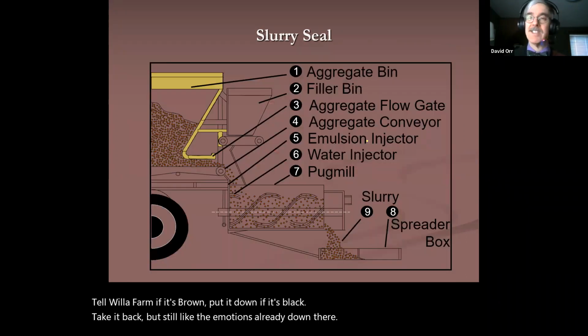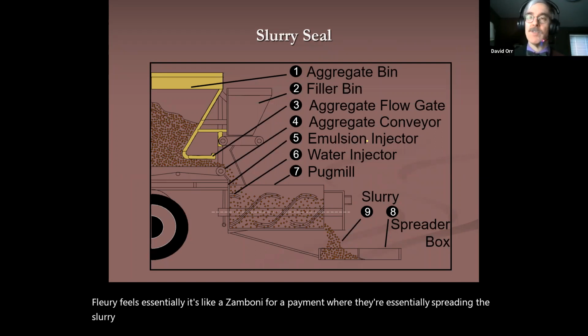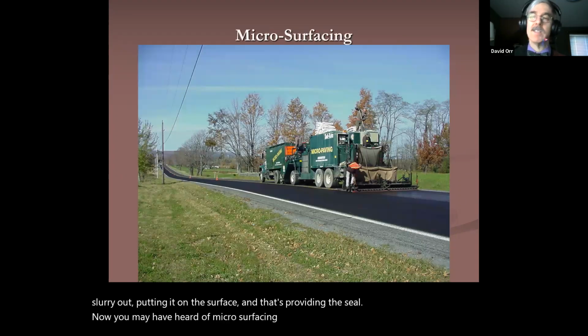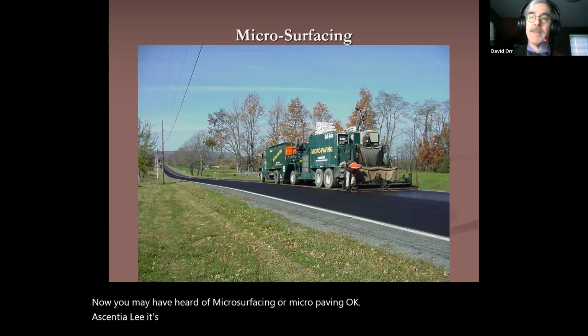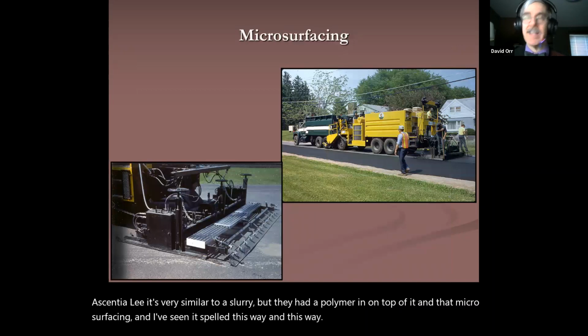Slurry seals, essentially it's like a Zamboni for a pavement, where they're essentially spreading the slurry out, putting it on the surface, and that's providing the seal. Now you may have heard of microsurfacing or micropaving, okay? Essentially, it's very similar to a slurry, but they add a polymer on top of it. And I've seen it spelled this way and this way.